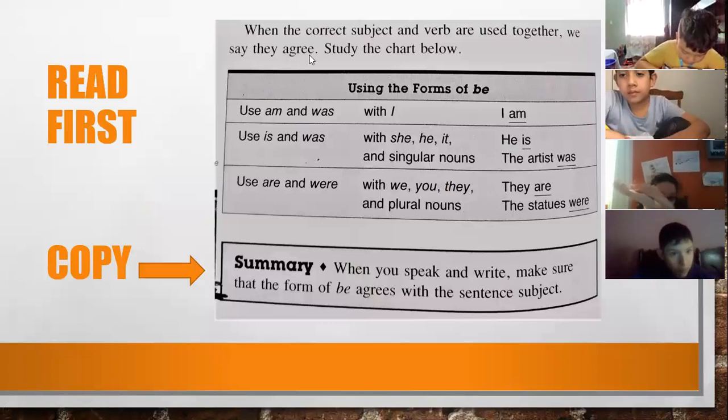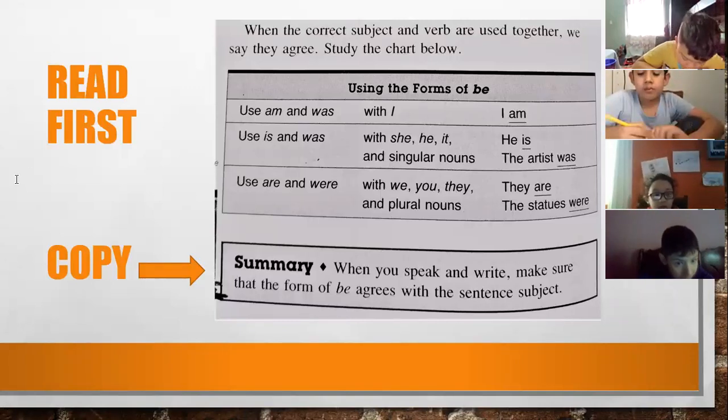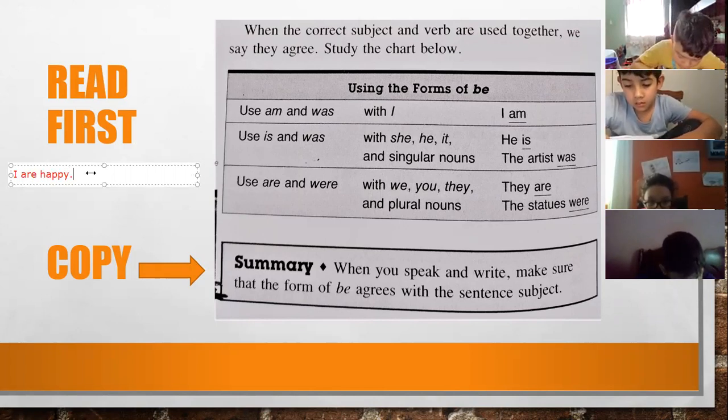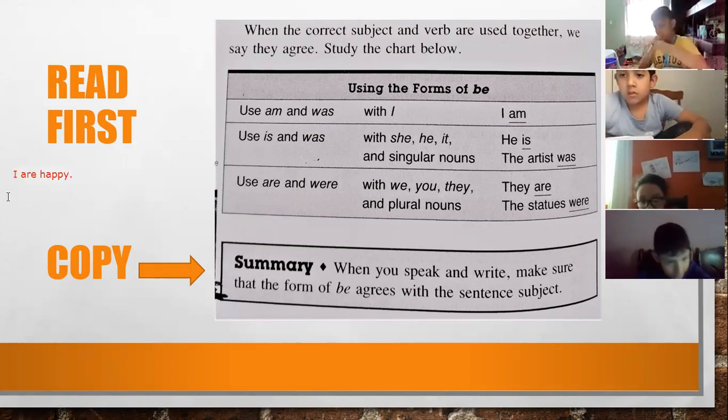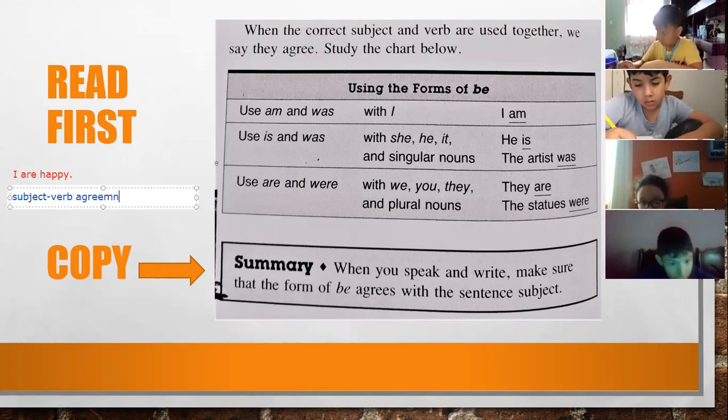Agree is concuerdan. Yesterday, I mentioned that if you say, I are happy, you have a mistake. What's the name of this mistake? The name of this mistake is subject verb agreement. That's the mistake.